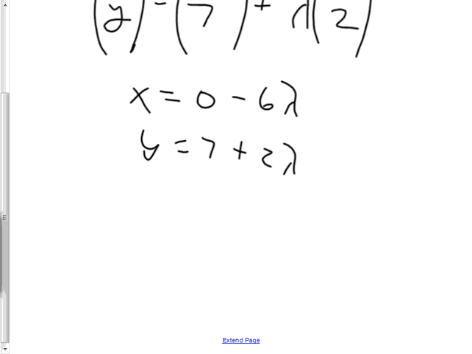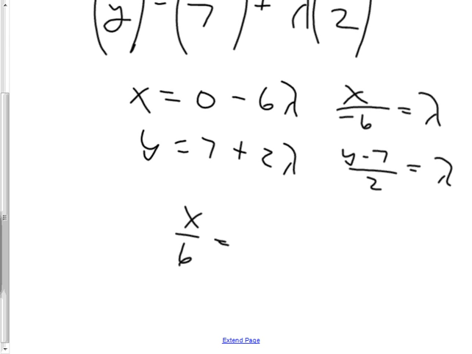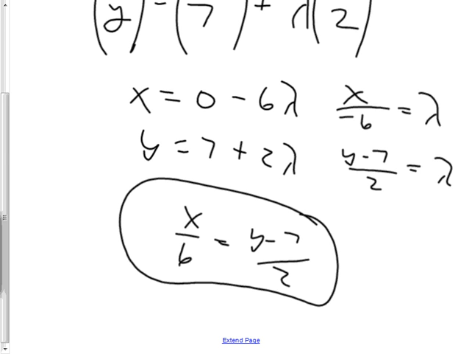So then we have to solve each of these for lambda. So it's x divided by negative 6 is lambda. And this one is y minus 7 over 2 is lambda. And then I set lambda equal to lambda: x over negative 6 equals y minus 7 over 2. Why is this good? Because it's simpler. It's only got x and y in it. Why is it bad? Because it's simpler. Oh, is there something wrong? Negative 6. Let me see if you're right here. Yep, thank you. You're right.